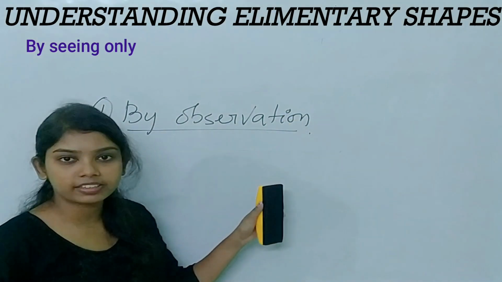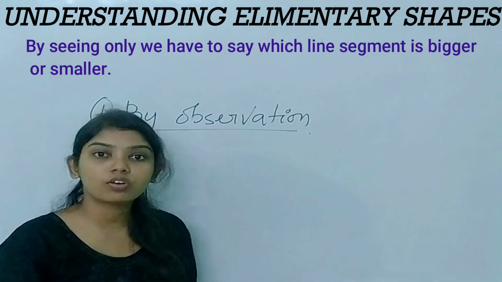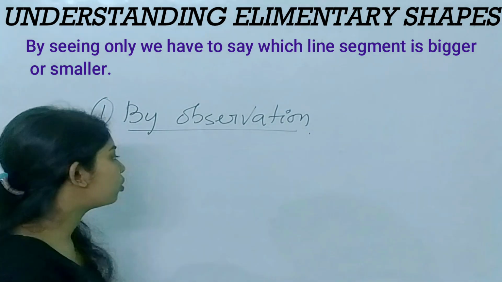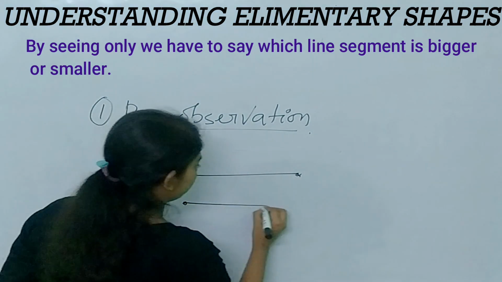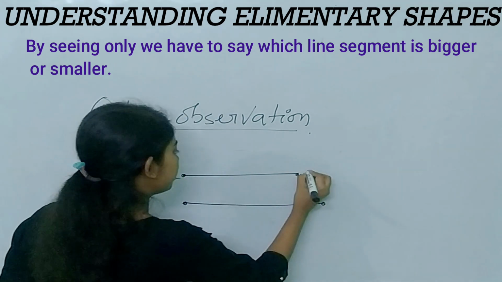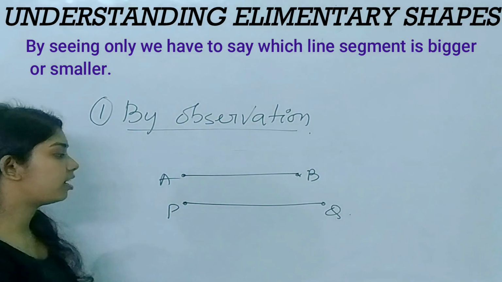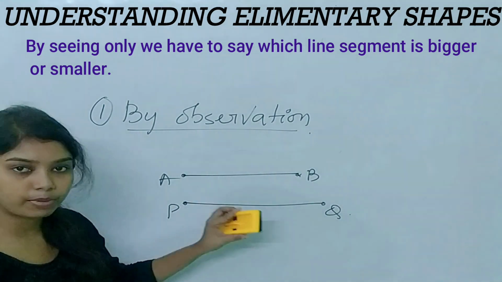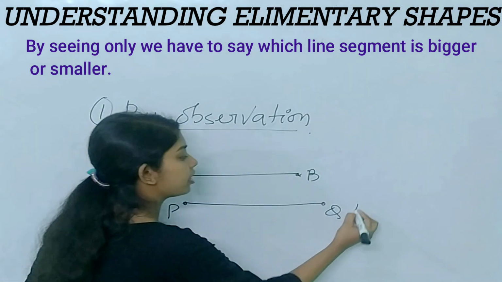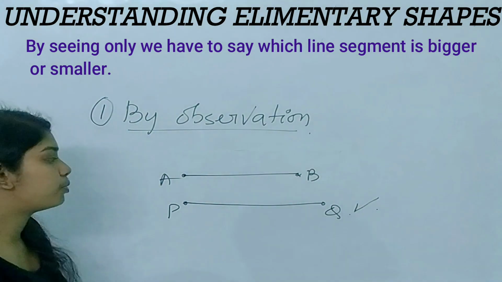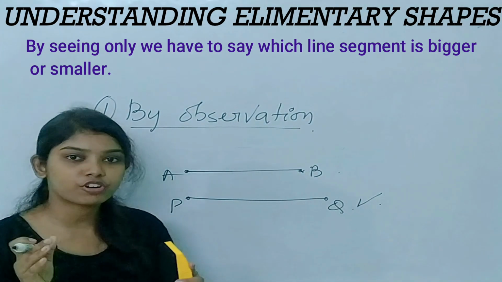So in this method, by seeing only, we have to say which line segment is bigger or which line segment is smaller. Suppose two line segments are given, AB and PQ. So we have to find out just by looking which line segment is bigger and which line segment is smaller. Here which line segment is bigger? PQ. PQ is the line segment which is bigger than AB. Okay? Alright? But there is a drawback in it.